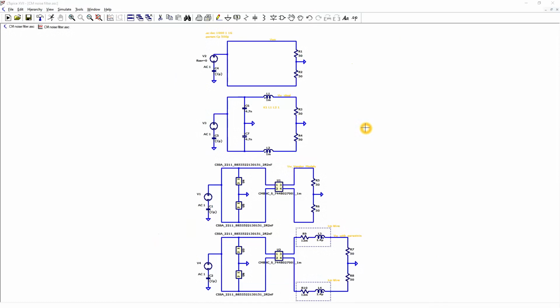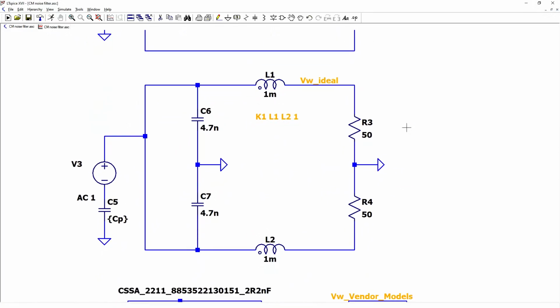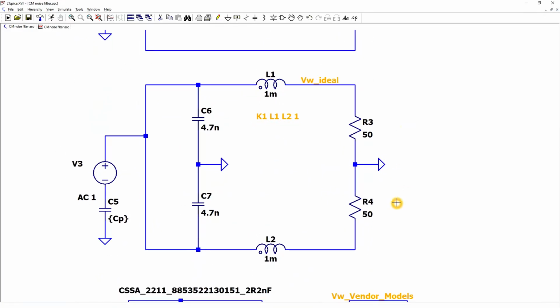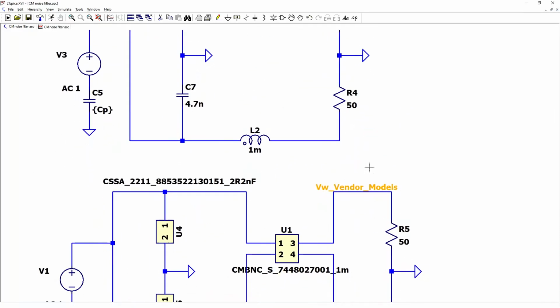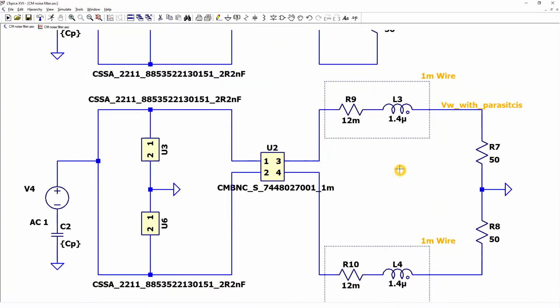This is a simulation of the common part of the mains input filter. I prepared 4 circuits. First, our reference circuit without the filter. Second, with ideal filter components. Third, a circuit with a vendor model that contains parasitics. And last, a circuit with additional wire parasitics.